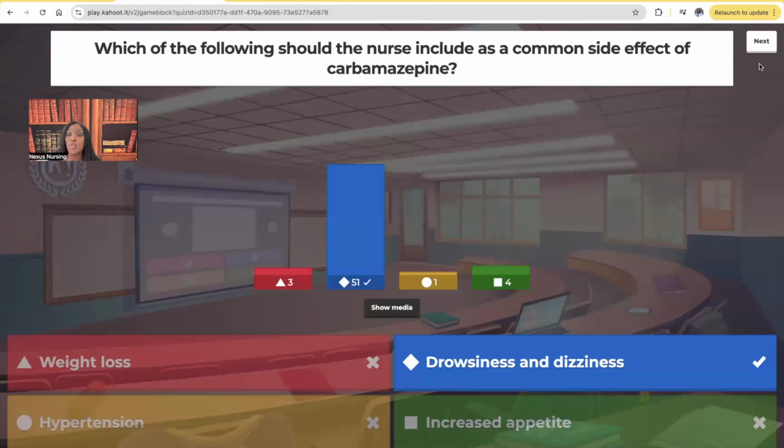And this is how I want you guys to think. When you're looking at these test questions, think to yourself, safety. That's how you eliminate answers and you narrow it down.